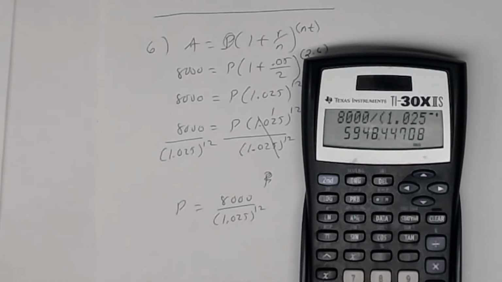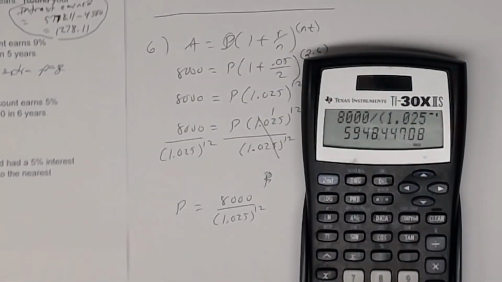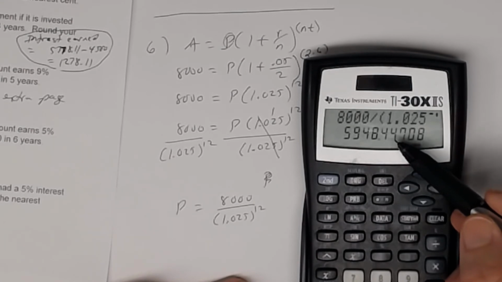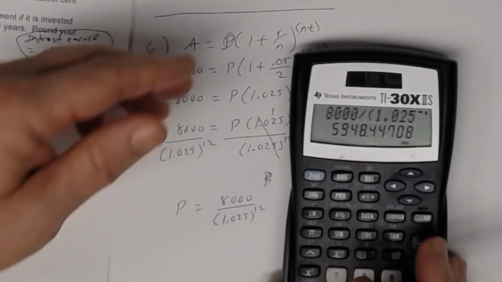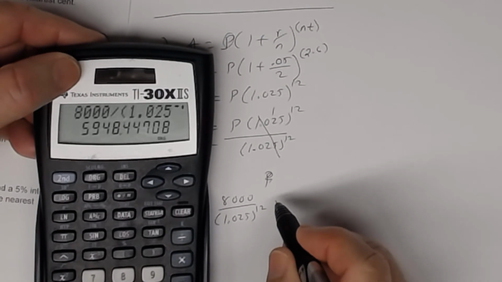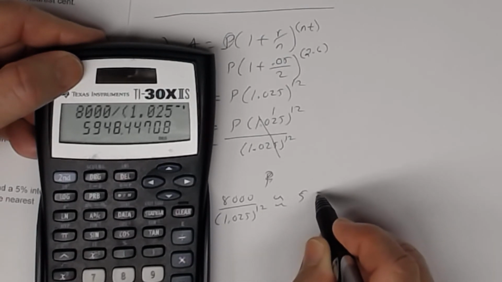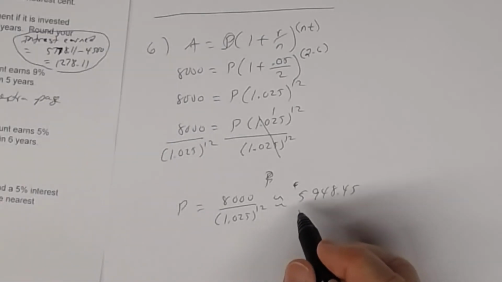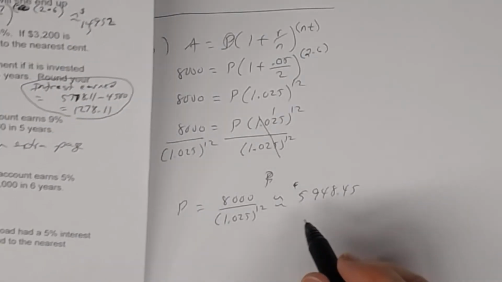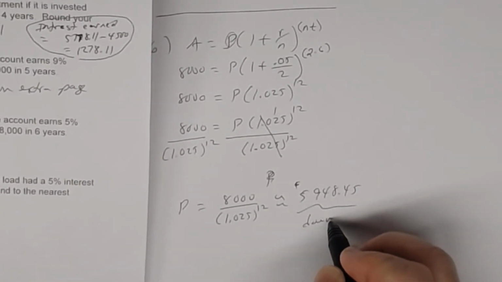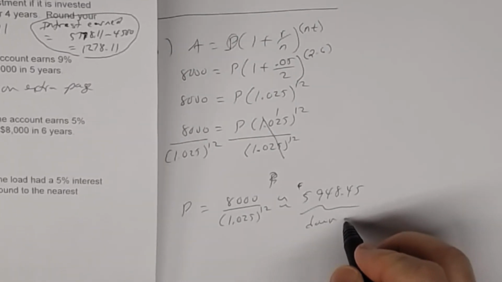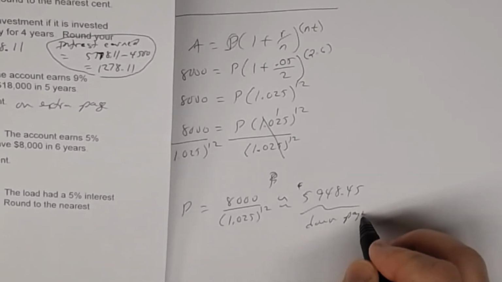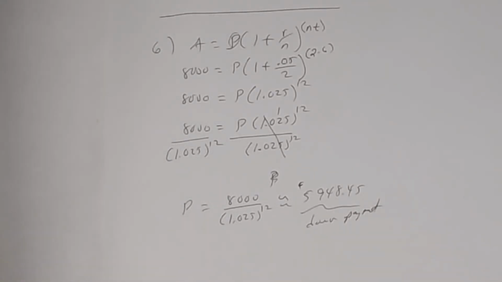All right, so to the nearest cent, that's the hundredths place. Since this is 5 or bigger, which is a 7 in this case, the 4 becomes a 5. So to the nearest cent, that's approximately equal to $5,948.45. So that would be the down payment that she would need to have. So the down payment.